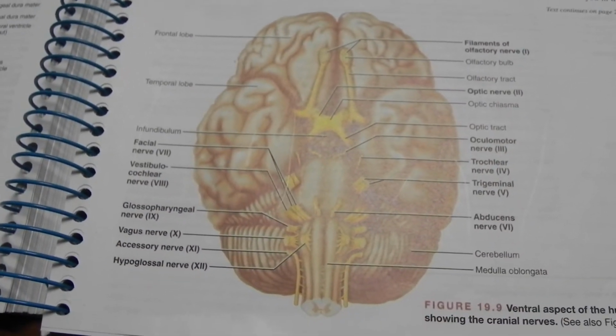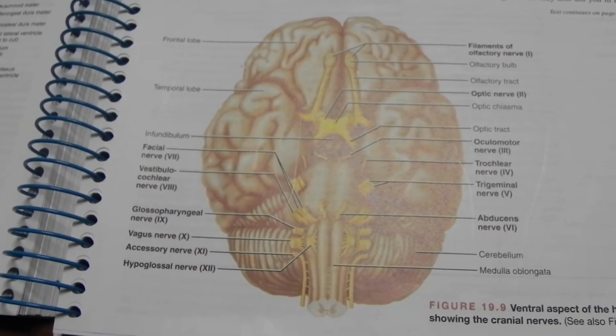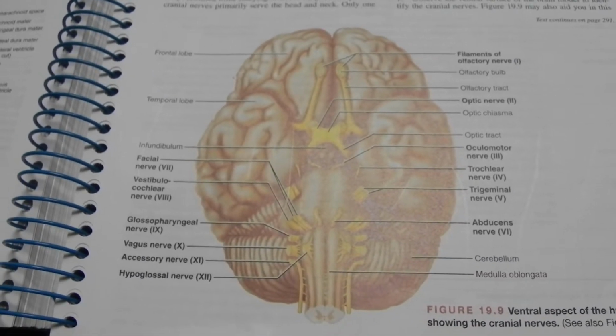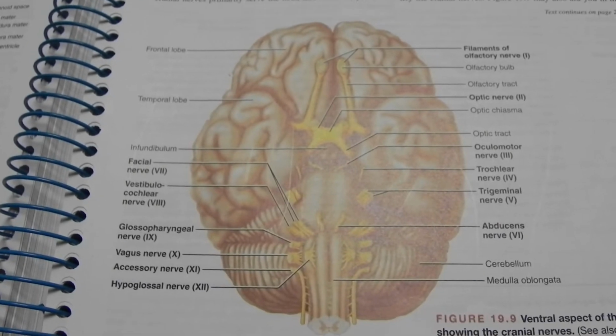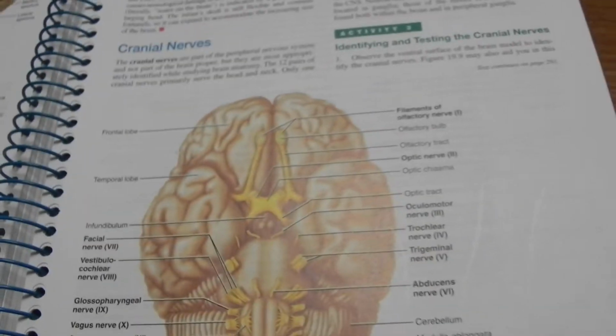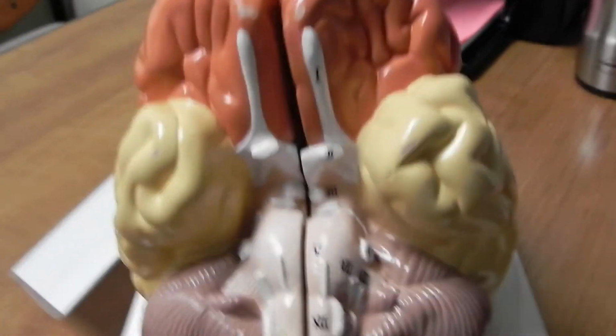So the next thing we're going to talk about are the cranial nerves. You can find your cranial nerves on page 289, and then they have a list of their functions on page 290 and page 291. There are several models you can use to identify the cranial nerves. The first model that I want to take a look at is the regular brain model.